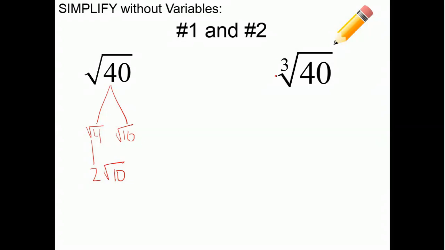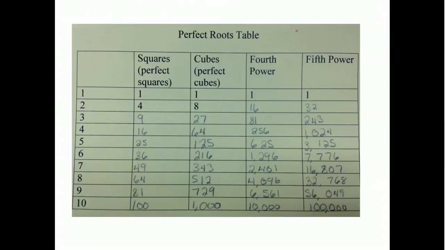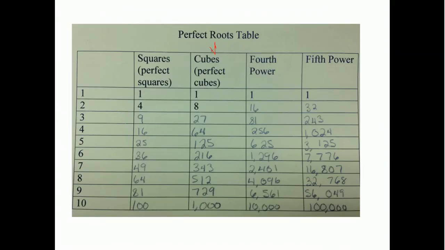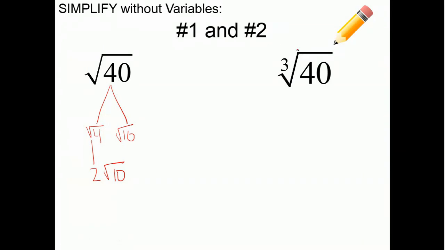But what about cube roots? Well, you're not going to take out perfect squares now. You're going to take out perfect cubes. So on your perfect roots chart, you are going to want to look at this column right here. You're going to want to look at the perfect cubes column. That's going to help you. So let's find a number that's going to come out of 40 in our perfect cube column.